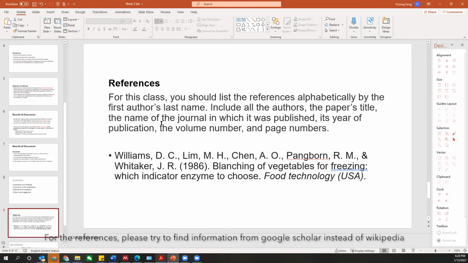For the references, please try to find information from Google Scholar instead of Wikipedia. The information is more accurate from those scientific publications than public media. For the format, you are suggested to use APA format. Here is an easy way to cite it.